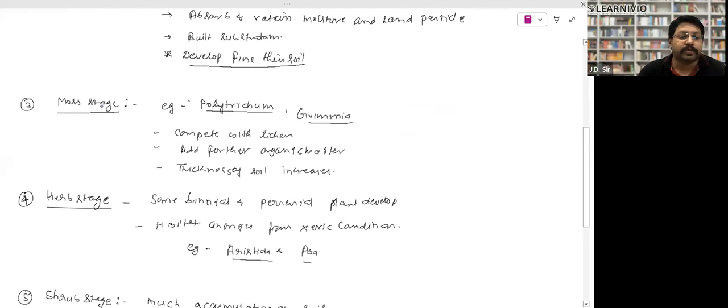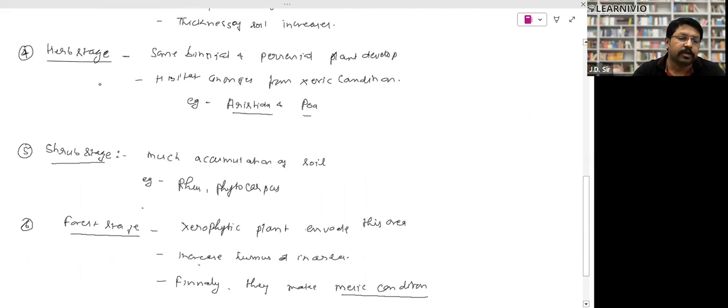Then the third stage is the moss stage. Now the mosses will arrive in those areas, because a layer of thin soil has been created. Polytrichum and Funaria, they are the two mosses that will arrive in those areas. They compete with lichen, right? For what? For nutrition, for space, for photosynthesis. They will add further organic matter, because mosses are larger in size, and they will add moisture. Thickness of the soil will increase because of the arrival of the mosses. Mosses also have rhizoids, right? Now the herb stage.